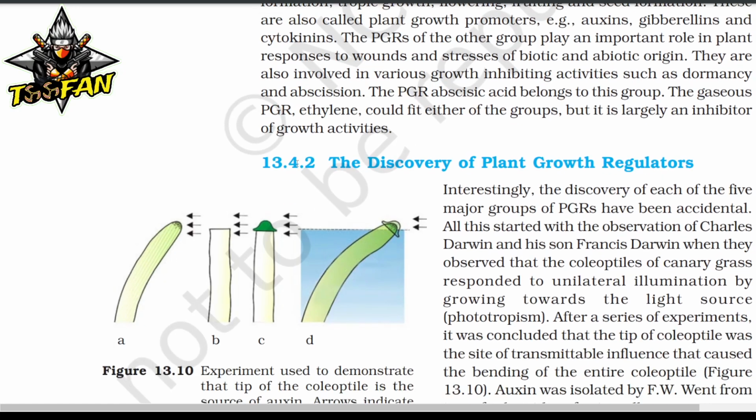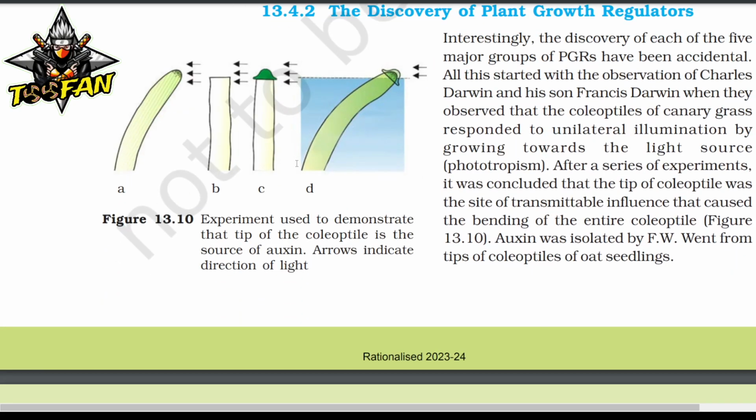The discovery of plant growth regulators. Interestingly, the discovery of each of the five major groups of PGRs was accidental. All these started with the observation of Charles Darwin and his son Francis Darwin, when they observed that coleoptiles of canary grasses respond to unilateral illumination by growing towards the light source, phototropism. After a series of experiments, it was concluded that the tip of the coleoptile was the site of transmittable influence that caused the bending of the entire coleoptile.